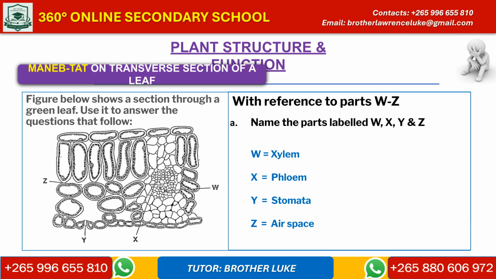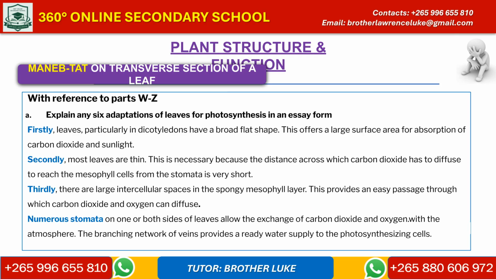W is the xylem, X is the phloem, Y is the stomata, and Z is the airspace. Knowing these parts and their functions is essential. Leaves have several adaptations for photosynthesis.